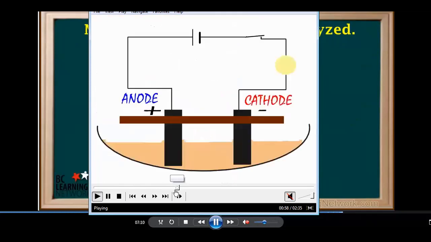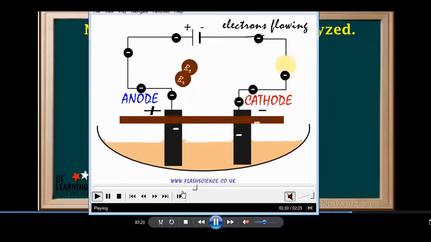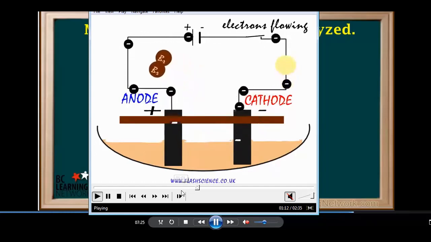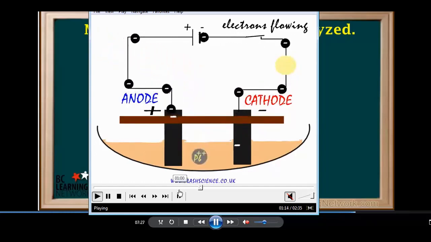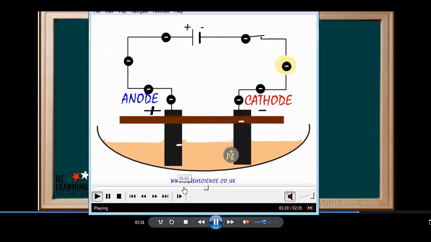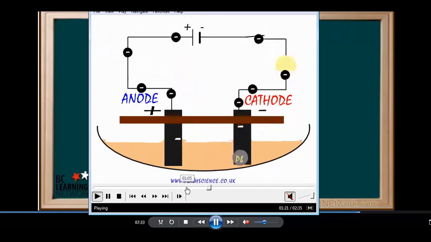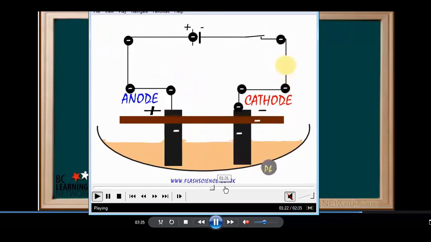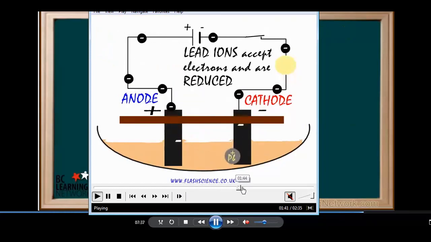At the anode, the bromide loses electrons and changes into a gas. But at the cathode, the lead gains electrons, which is a reduction process, and is deposited at the cathode. So the anode is oxidation and the cathode is reduction. This is the case of molten electrolytes.